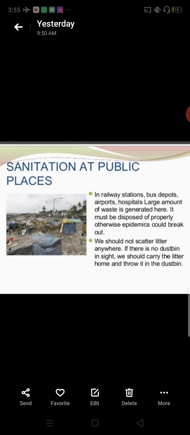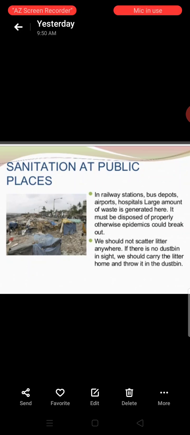Sanitation at public places. We should not be only responsible for our individual health, we should also be responsible for the public places. In railway stations, bus depots, airports, hospitals, a large amount of waste is generated. It must be disposed of properly, otherwise an epidemic could break out. We should also take care of our public places. If we do not take care of our public places, what can happen? An epidemic can break out.